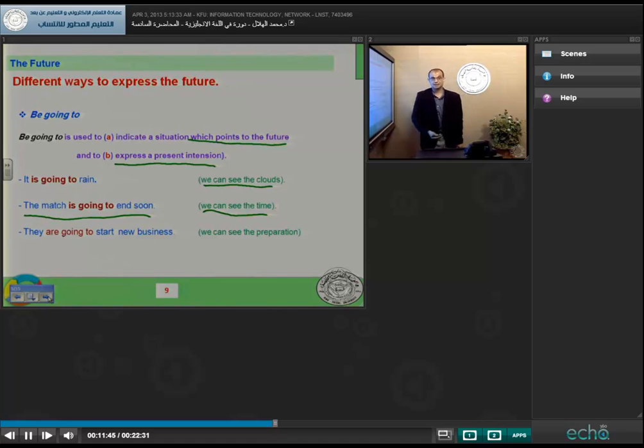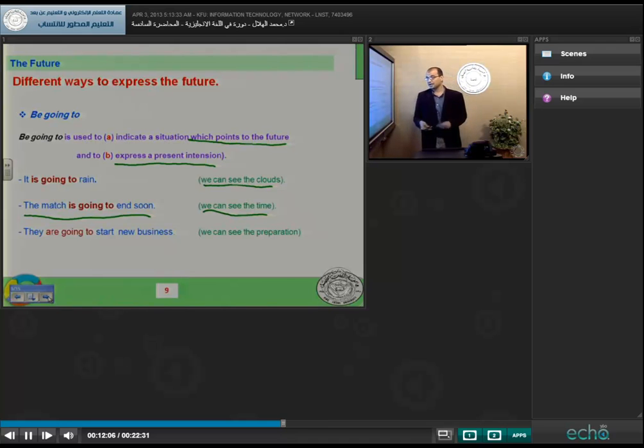We can see that there is a future indication for the action to happen in the future, and we can see the time. According to this, there is a present indication that the time is telling me that the match is going to end in the future.